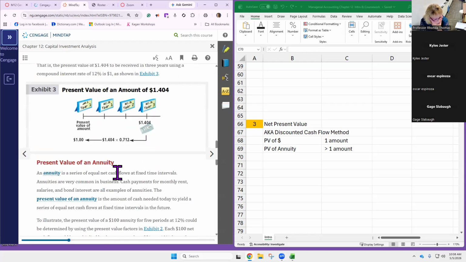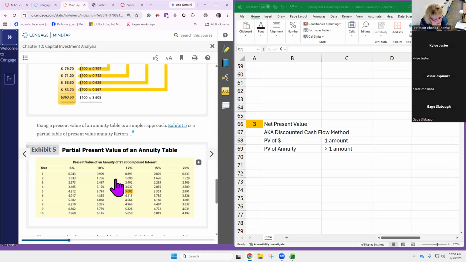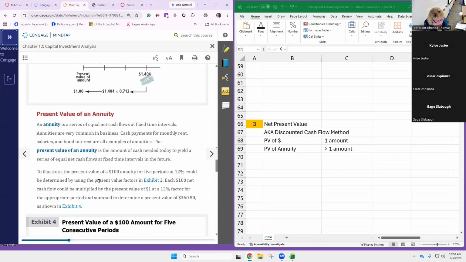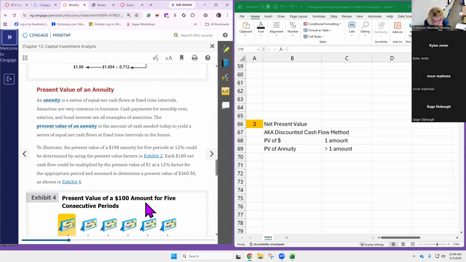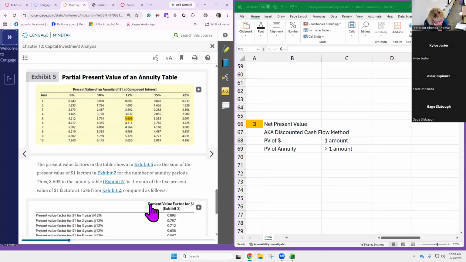Okay, but when we look at the present value of an annuity, we would also use the same kind of table, but look at this table. All of the numbers are more than 1 except for year 1. Notice these are bigger numbers than this table, because it's pretty easy to get confused as to what table to use. So I'm trying to guide you with that just a little bit.